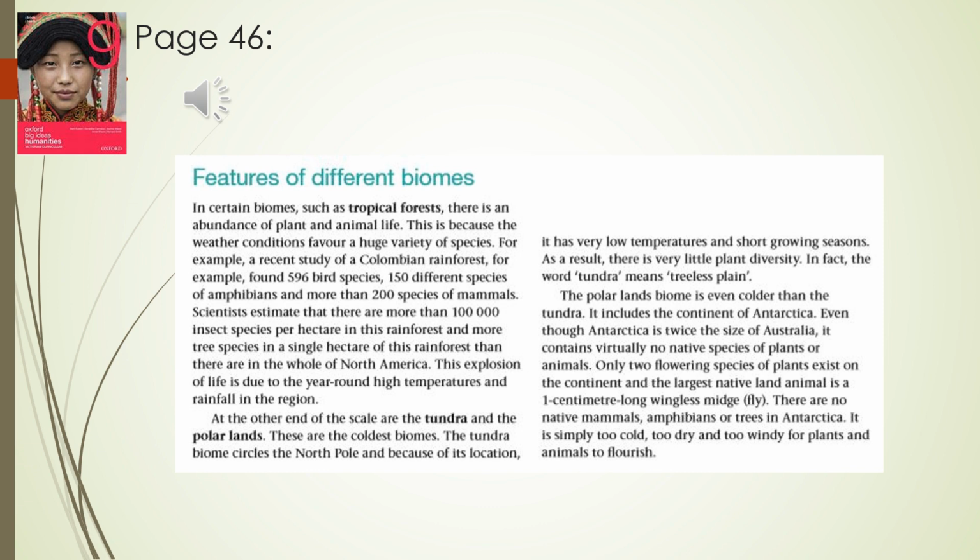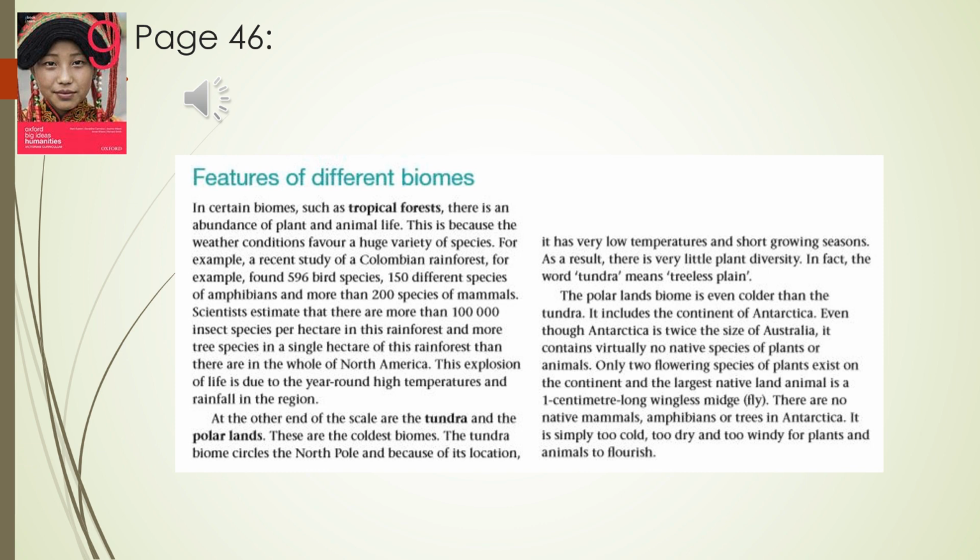As a result, there is very little plant diversity. In fact, the word tundra means treeless plain. The polar lands biome is even colder than the tundra and it includes the continent of Antarctica. Even though Antarctica is twice the size of Australia, it contains virtually no native species of plants or animals.